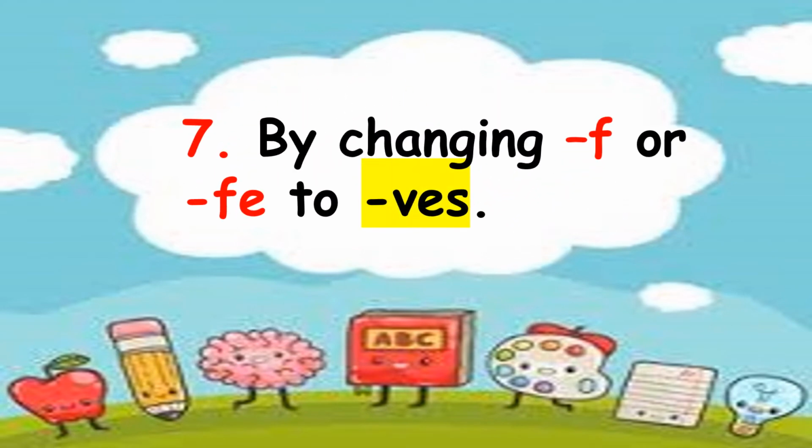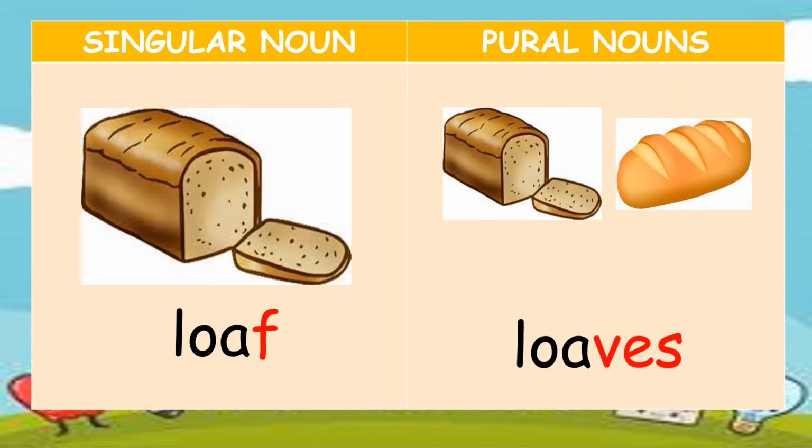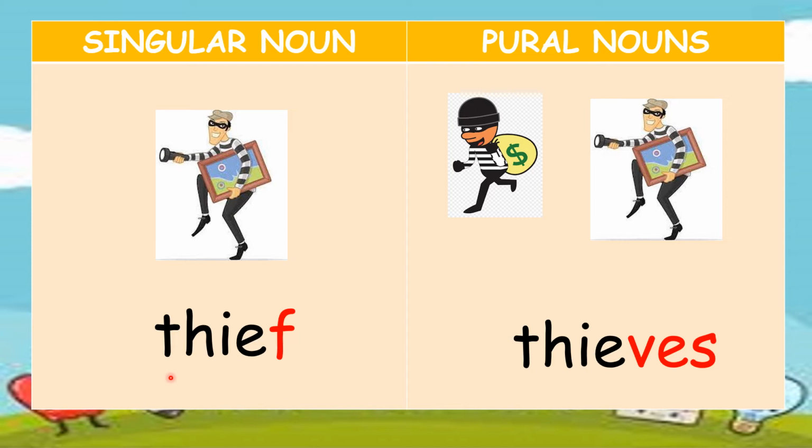Number 7. By changing F or FE to VES. Leaf, singular. Leaves, plural. Change F to VES. Loaf, loaves. Change F to VES. Loaves. A loaf of bread, 2 loaves of bread. A thief, many thieves. Change F to VES. Thief, thieves.